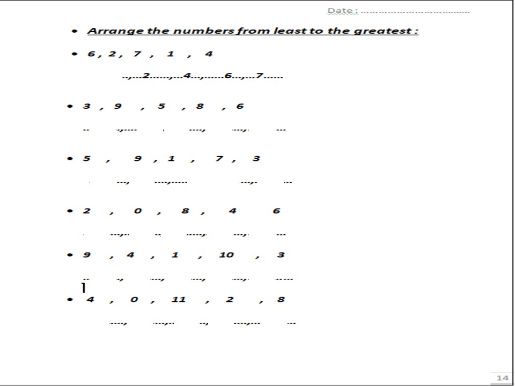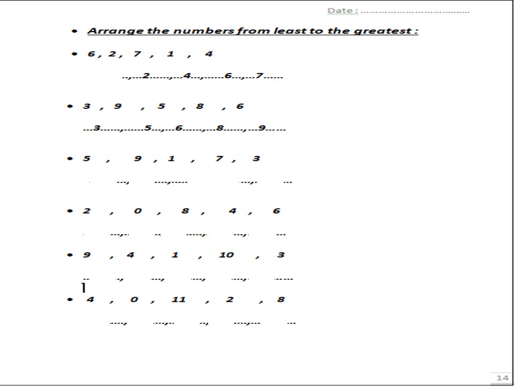and after 4 6, and after 6 7. The second question here, he gave me 3, 9, 5, 8 and 6. I want to arrange these numbers from smallest to the greatest. So the first number here will be 3, after 3 5, after 5 6, and after 6 8, and after 8 it will be 9.